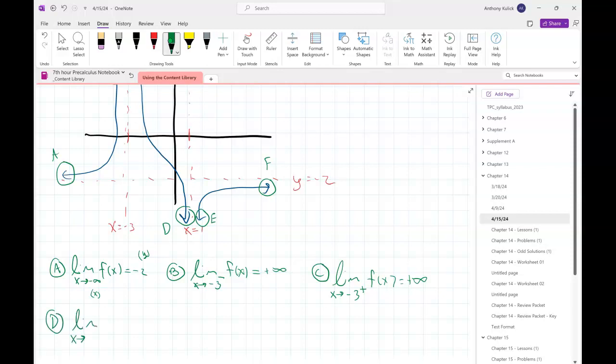What x value is D pointing at? 1. Which side of 1? The left side or the right side? The left side. So how do I indicate the left side? A negative in the superscript, right? Very good. And now which y value is that arrow pointing to? Negative infinity because it's straight down.